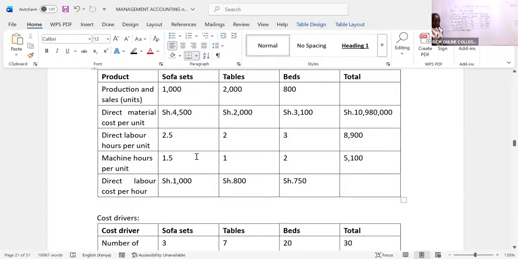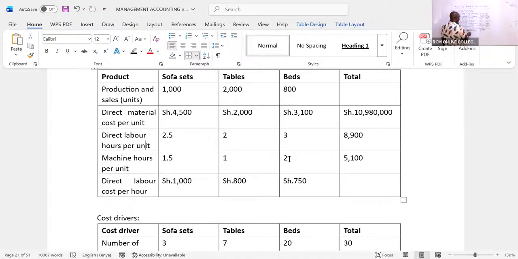Machine hours, I can see 1 per unit. This word here, per unit. So I can see 1 times 2,000, the volumes. And then, ladies and gentlemen, you can see beds. What do we have there for beds? Machine hours, 2 times 800. So then, are you able to give me these numbers?